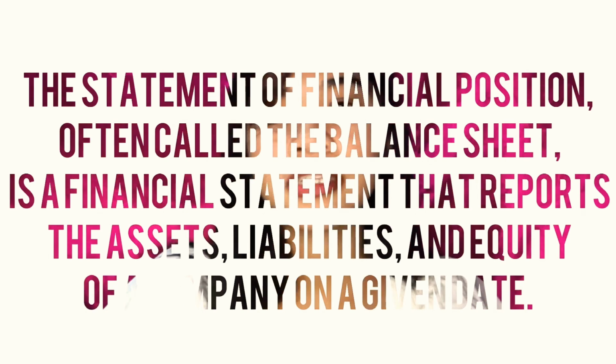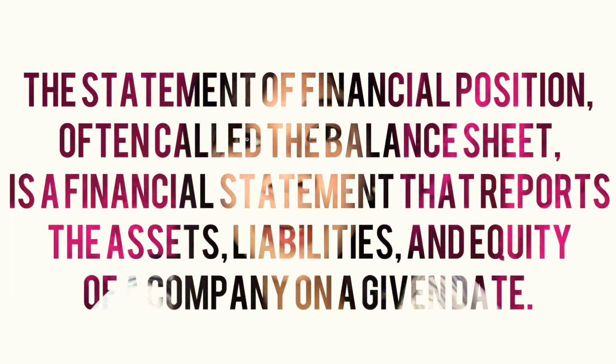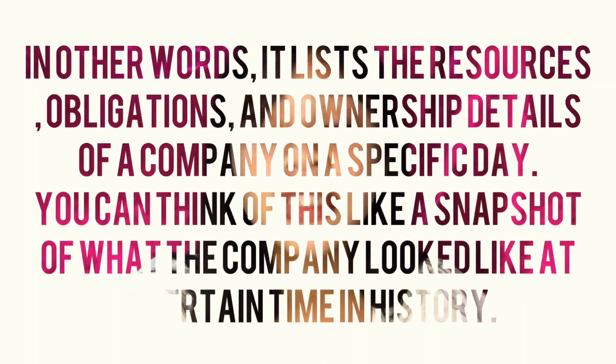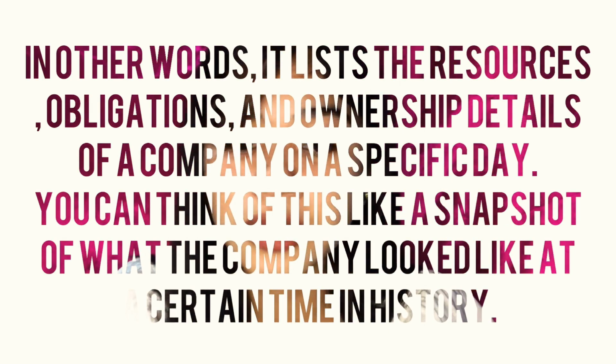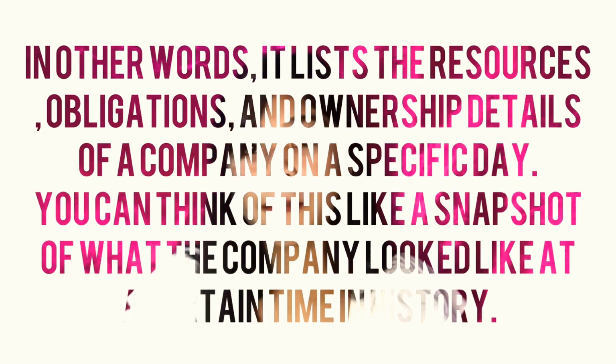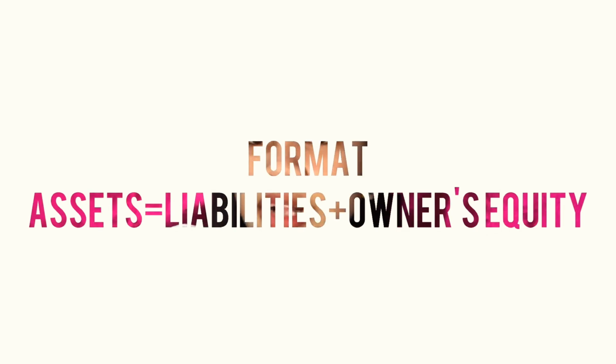The statement of financial position, or balance sheet, is the financial statement that reports the assets, liabilities, and equity of a company on a given day. In other words, it lists the resources, obligations, and ownership details of a company on a specific day. You can think of it like a snapshot of what the company looked like at a certain time in history. The statement of financial position is formatted like the accounting equation: assets equals liabilities plus owner's equity. The assets are always listed first.